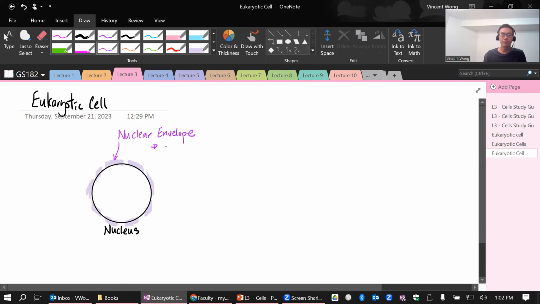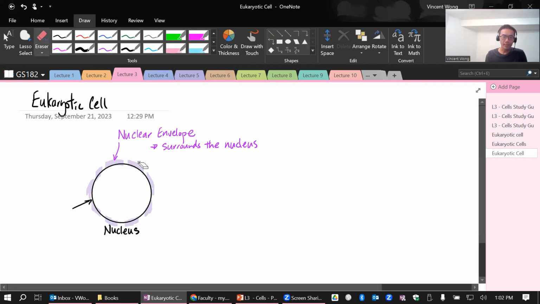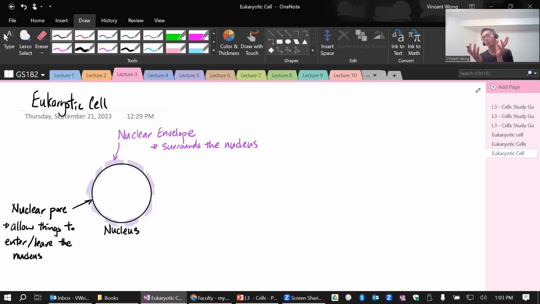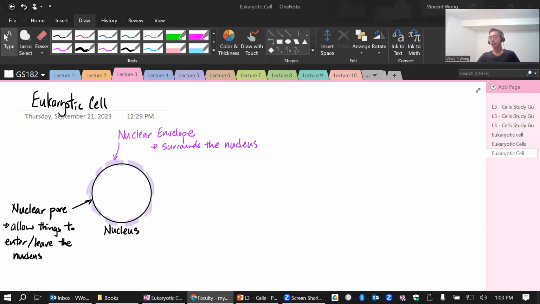Nuclear envelope, which surrounds the nucleus. But then there are these gaps, right? These openings, these gaps in the envelope. We call them nuclear pores. One pore, many pores. And the function of the nuclear pores is to allow things to enter or leave the nucleus. Certain things will need to come out, certain things will need to go in. If you wrap it all up with the envelope with no gaps, then you can't really go through it, right? So you gotta leave some gaps. Is it okay?